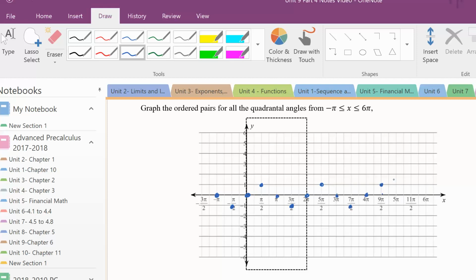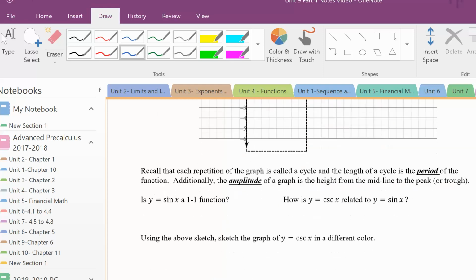Just graphing all the quadrantal angles. So you notice it basically just repeats itself. It's one big wave like that. All right, so that is the sine curve.